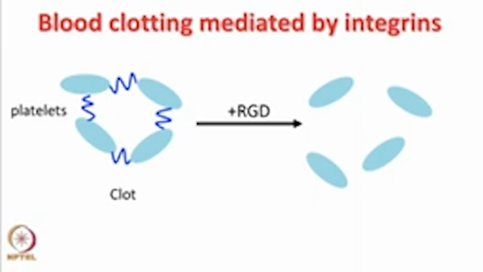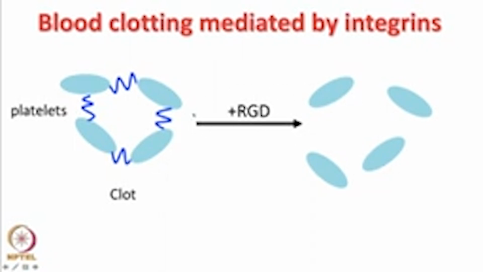So, these are fibrinogen which is engaged by two platelets at two opposite ends. At this point of contact between a platelet and the fibrinogen, you actually have an integrin connection. Alpha 2b beta 3 integrin is what binds to fibrinogen. However, when you add this peptide RGD, you see that the clot falls apart. So, this is a blood clot, and when you add RGD it falls apart.